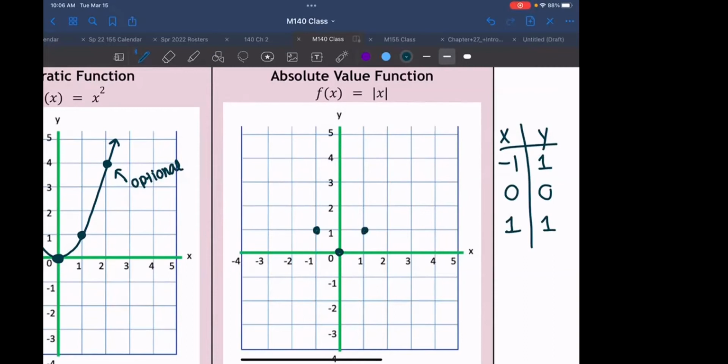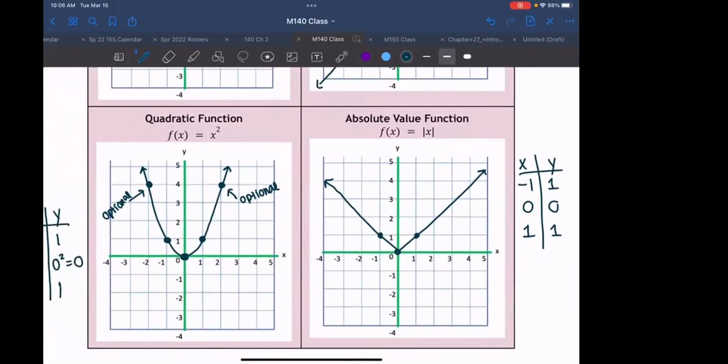Does anyone know what the shape of an absolute value function looks like? Yeah, it's a V shape, right? So even though it has the same basic points as the quadratic function, it's going to look more like a V shape than a parabola. It's going to look more like this. Any questions on the absolute value? Oh, yeah.